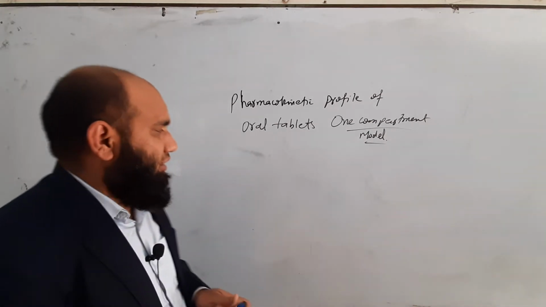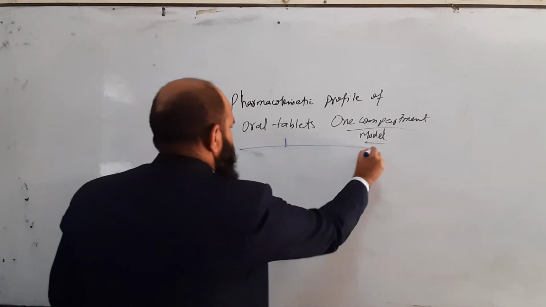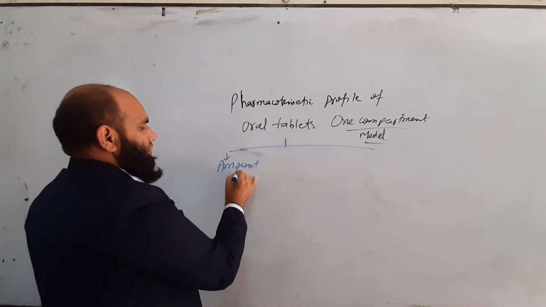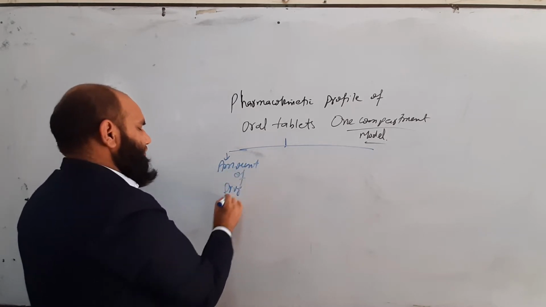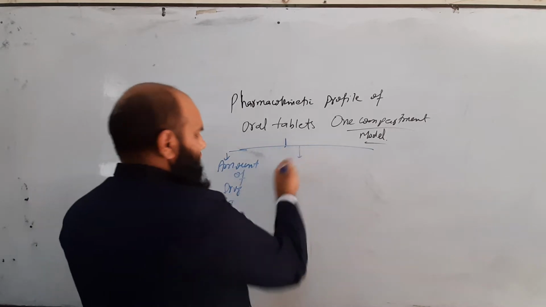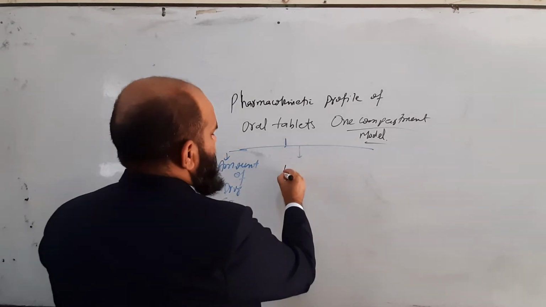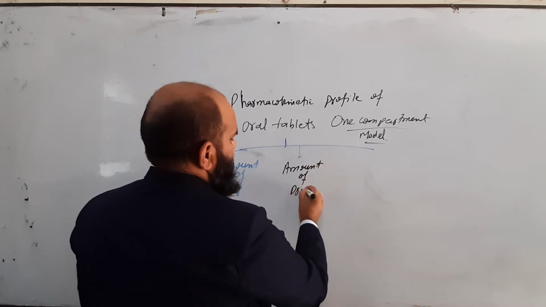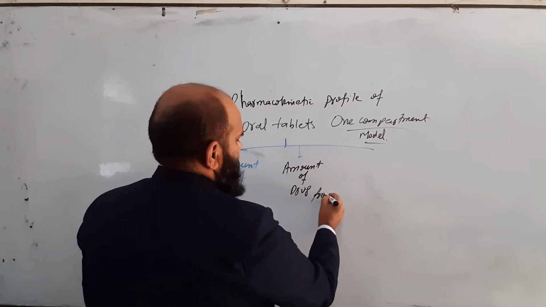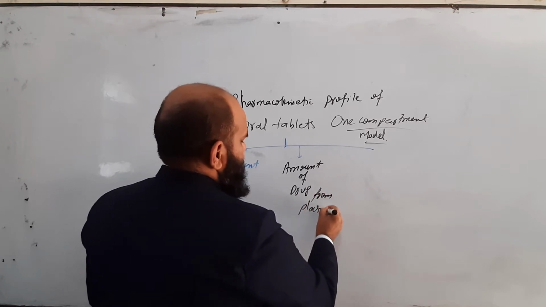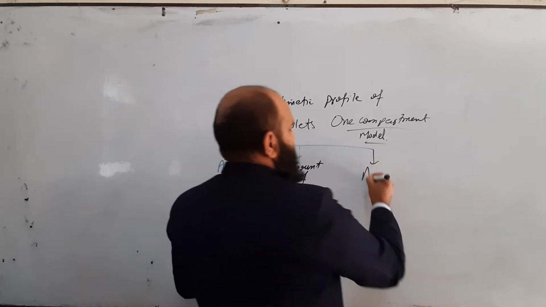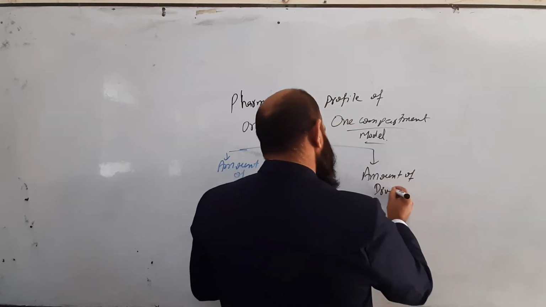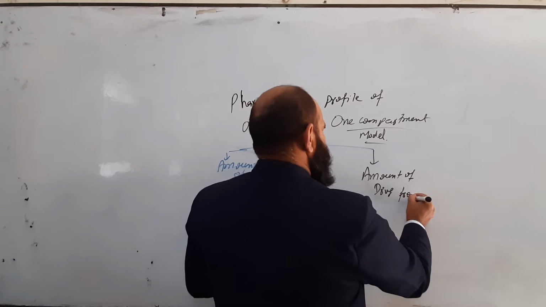One was evaluation of the amount of drug from the GI tract, and the other was the amount of drug from plasma or systemic circulation, and the third one was the amount of drug from urine.